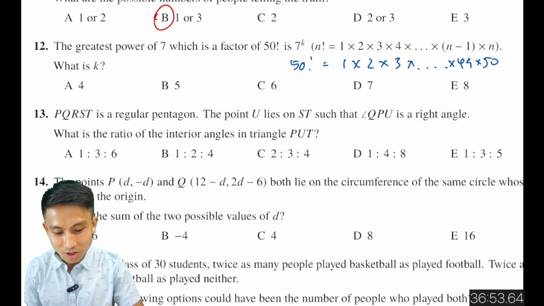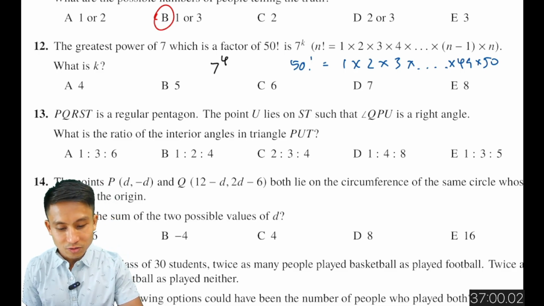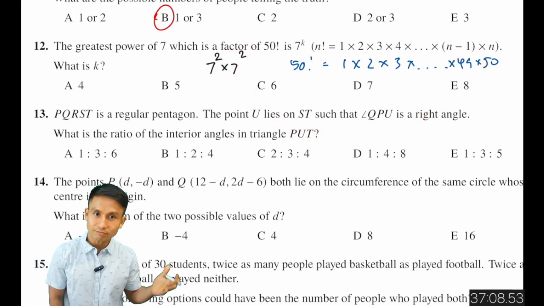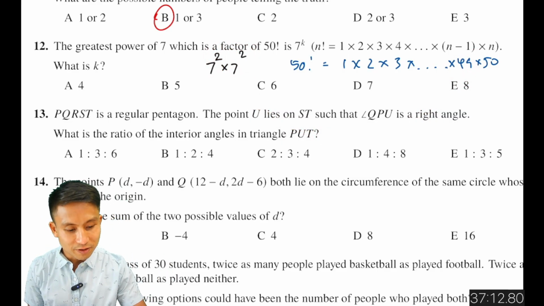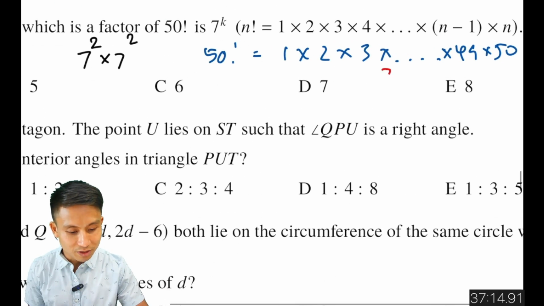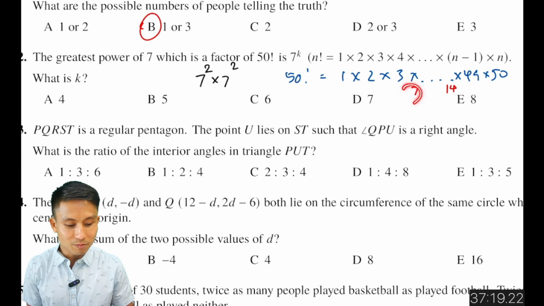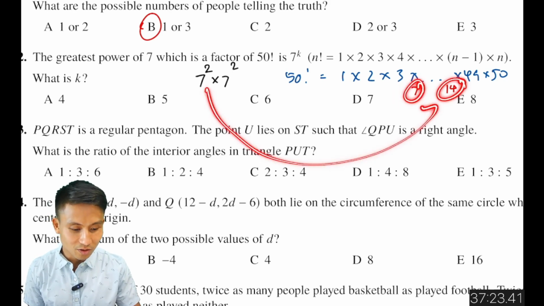Now let's start with the smallest one, because the options have 4. So we should take 4. 7 to the 4 is 7 to the 2 times 7 to the 2, right? So one of them can already divide 49. What about this one? Well, imagine 1 to 50. Along the way, you have 7 around here and 14 somewhere. That's already how many more 7s here? You have 1 7 here, another 7 here. So this can already divide.